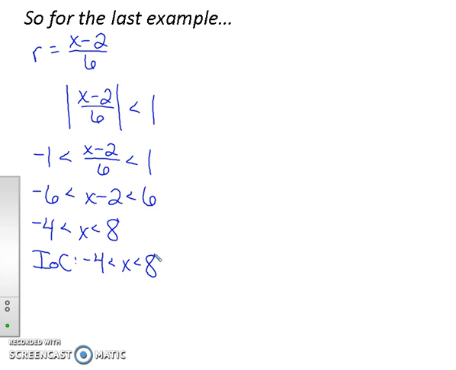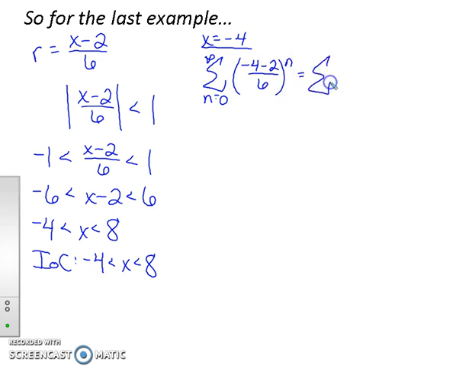So if you remember from geometric series, we have to check the endpoints. So x equals -4, for example, if we go to the sigma notation that we had for our series, it was x minus 2 over 6 raised to the nth power. So this would be -4 minus 2 over 6 raised to the nth power.